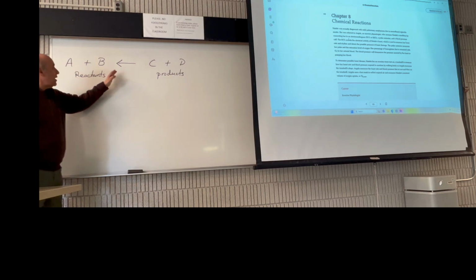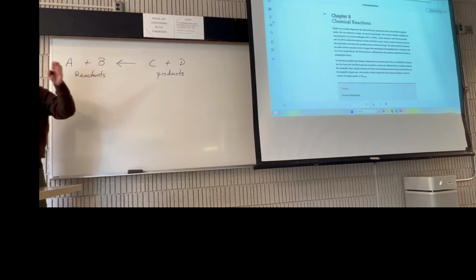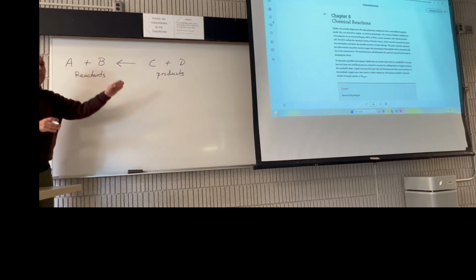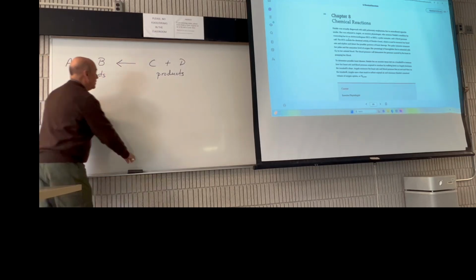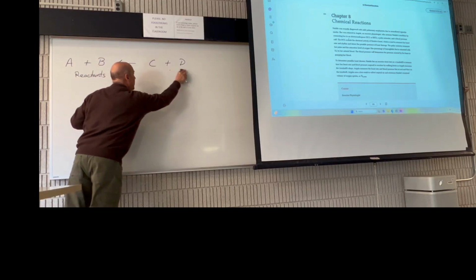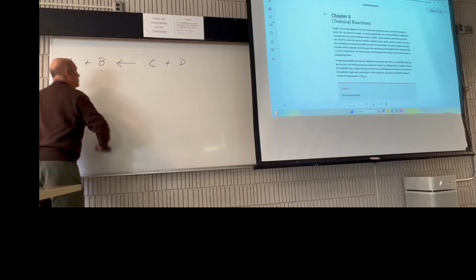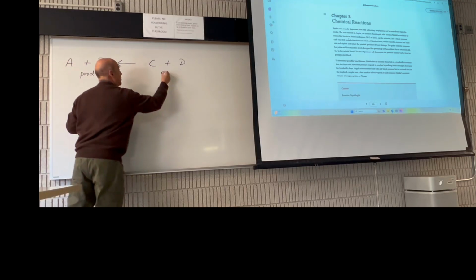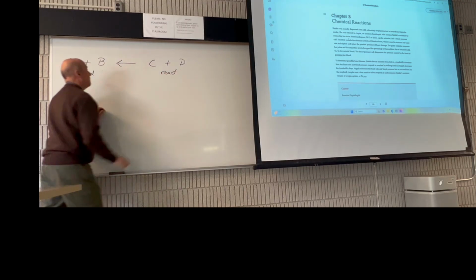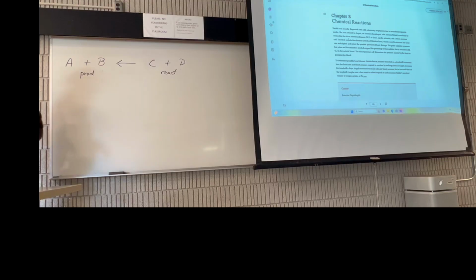So you look at the arrowhead, not necessarily left and right. Does that make sense? Be careful, because once again, if I want to be correct about that, I need to actually write down that these are the products and these are the reactants because of that arrowhead pointing in that direction. Okay? So always look at the arrowhead.